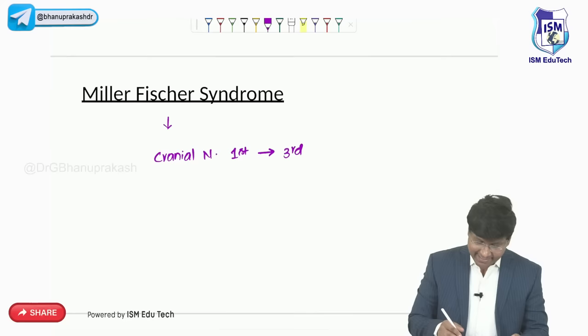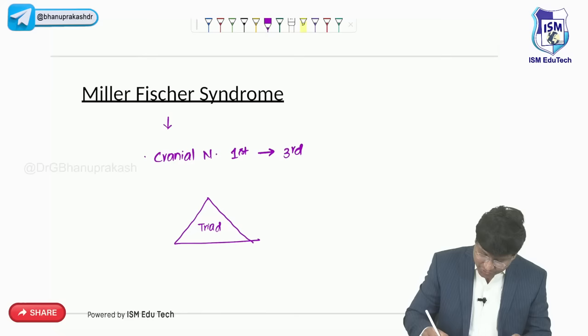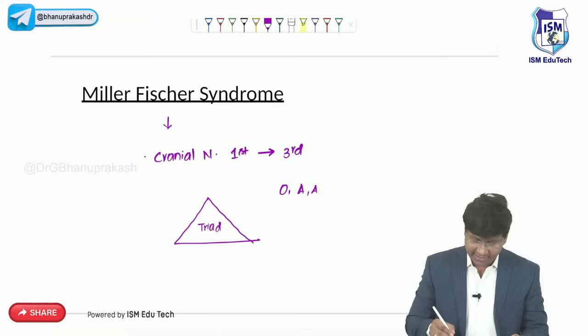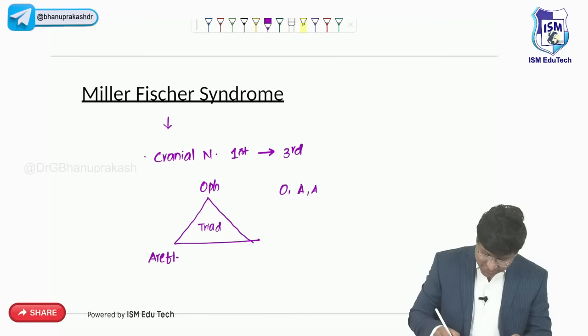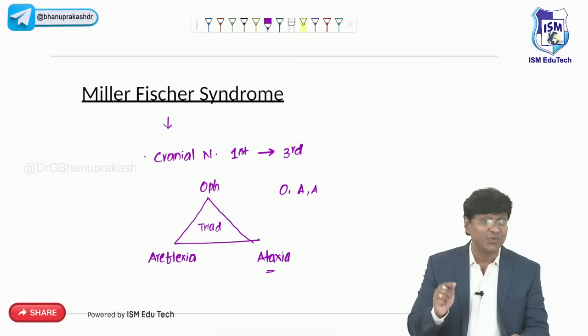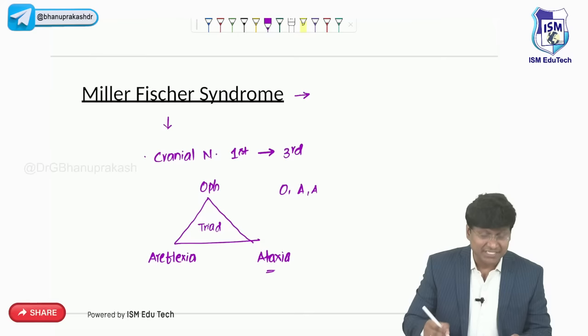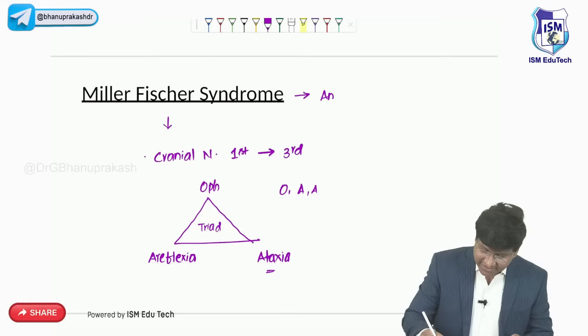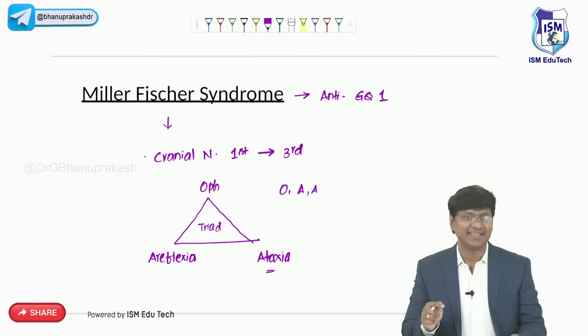Okay. And these individuals with Miller-Fisher syndrome, they are characterized by a triad. And what is a triad in Miller-Fisher syndrome? Just remember it as OAA. What is this OAA? That is ophthalmoplegia, right? Areflexia, where there will be absence of the reflexes. And then they will also have ataxia. Okay. So this is your OAA, which is a triad in case of Miller-Fisher syndrome. And you should also know what is the antibody, what is the investigation of choice in Miller-Fisher syndrome. The investigation of choice in Miller-Fisher syndrome will be anti-GQ1 antibody. That is what is seen in case of the Miller-Fisher syndrome, right?